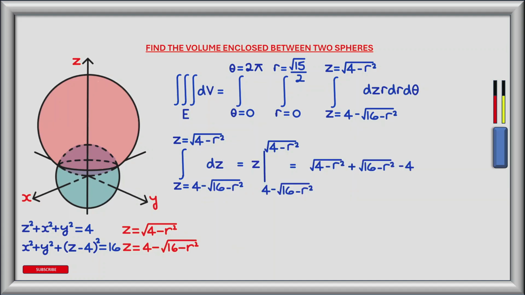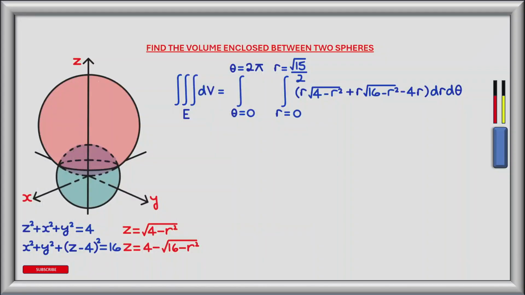And using the power rule to evaluate this, it evaluates to z. Plugging in the limits of integration, we have the square root of 4 minus r squared plus the square root of 16 minus r squared minus 4. And so for the middle integral, where we integrate over r, we now have 3 separate integrals, and we'll evaluate these one by one.